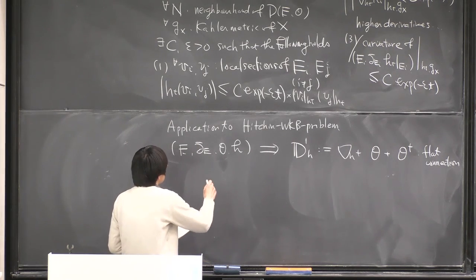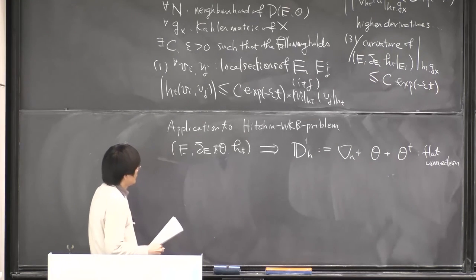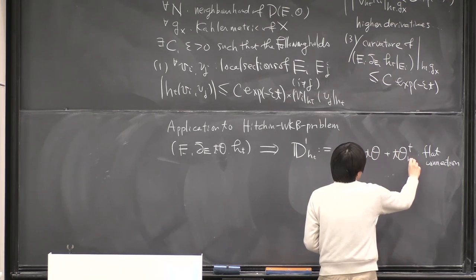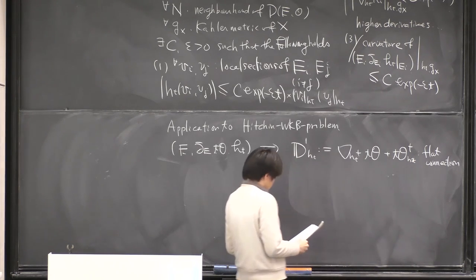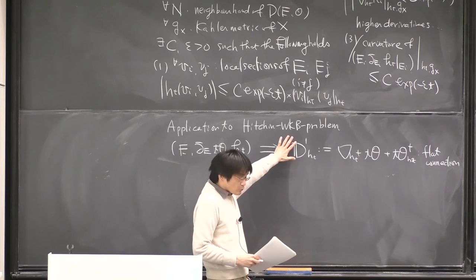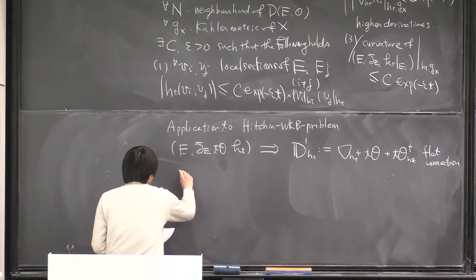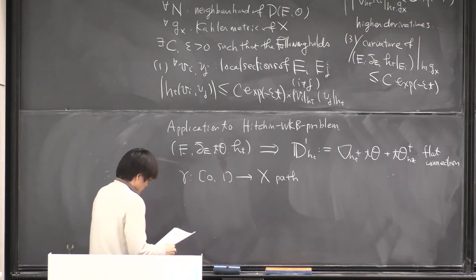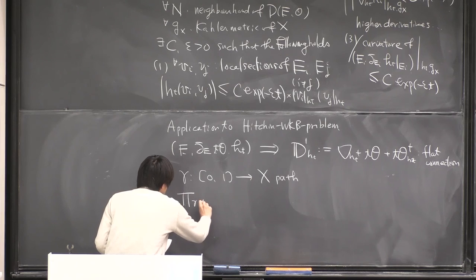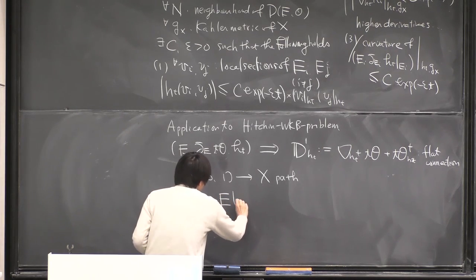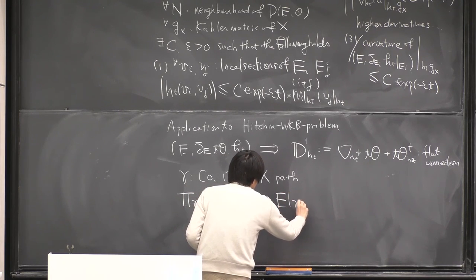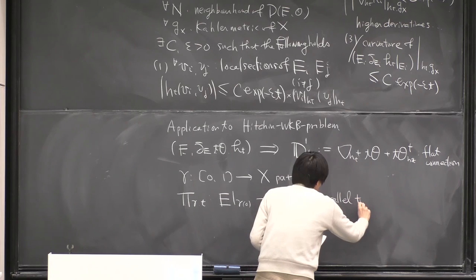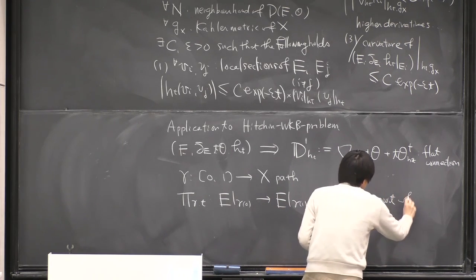But anyway, in our case, we have the family of harmonic bundles. So we have the family of flat connections. We'd like to understand the asymptotics of the family of these flat connections for large t. For instance, we are given a path gamma in X. Then we have the family of isomorphisms of the fiber over gamma 0 and the fiber over gamma 1 obtained as the parallel transport of the flat connections.